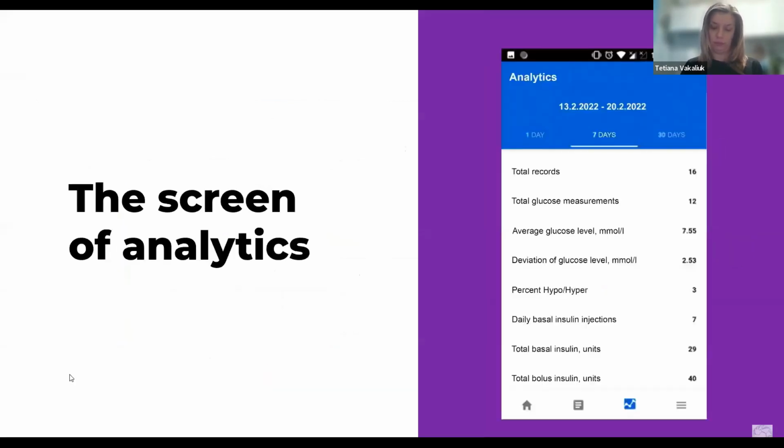On the screen of Analytics, the user can choose the desired period of a report, namely 1 day, 7 days, and 30 days. Also, the date can be specified from which the data will be calculated. The screen with settings displays the user's email and the list of setting groups: personal settings, glucose settings for adjusting glucose levels for hyperglycemia, medication settings for choosing medications. There is also a logout button in the navigation bar.